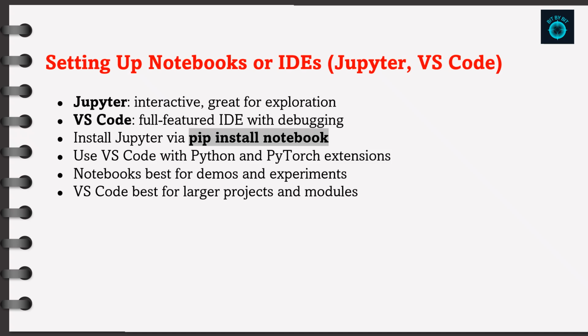To install Jupyter, you can simply run pip install notebook. Then you can start it with the command jupyter notebook. In VS Code, make sure to install the Python extension from Microsoft. You can also add the official PyTorch extension to get syntax support, code completion, and debugging tools tailored for PyTorch development. In short, use notebooks when you're experimenting or learning, and switch to VS Code when you're building something more structured or production-ready.